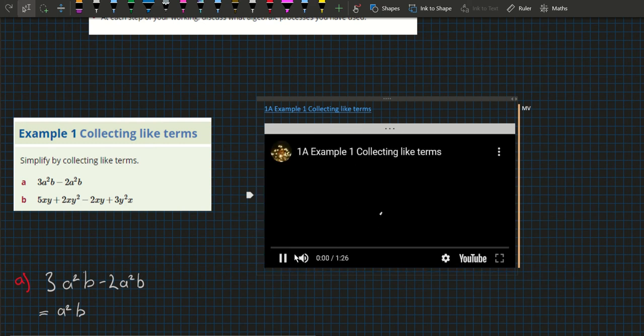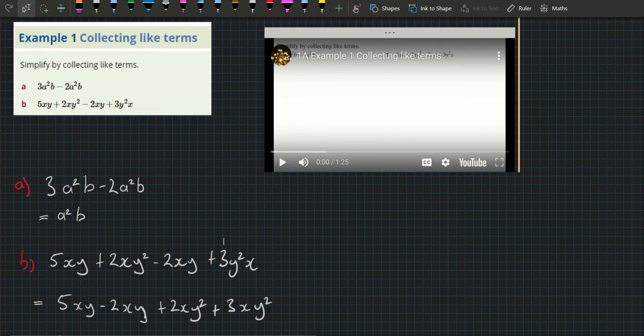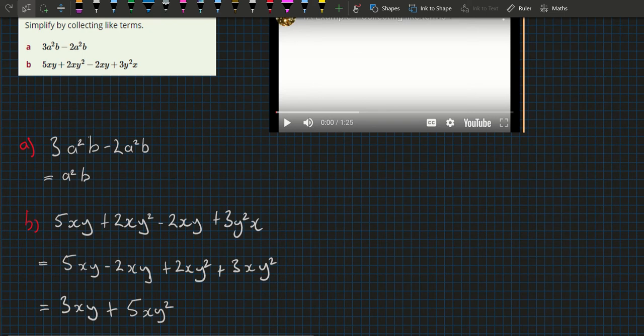So this is the textbook's version of that example. My discussion video is, obviously, at the top of the page. Hopefully you've clicked on that. Here's an example of collecting like terms. I've already had a go at it. You can watch their example and read what I've done here. It should be pretty straightforward for you.